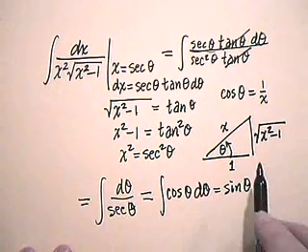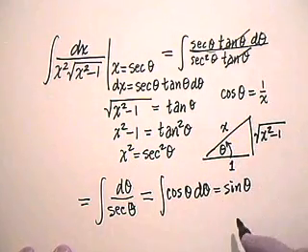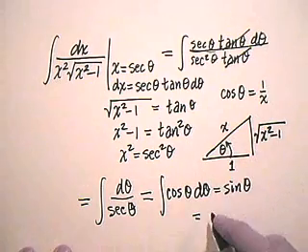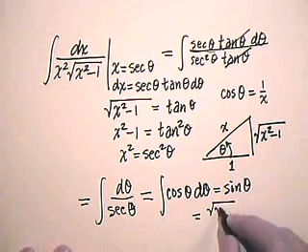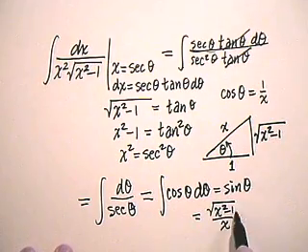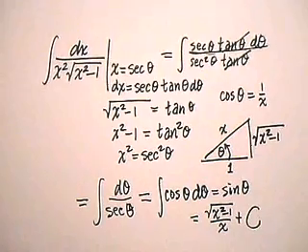On the other hand, what's the sine of theta? That's opposite over the hypotenuse. So sine of theta is square root of x squared minus 1 divided by x. So there's our antiderivative, and don't forget to add the big capital C.